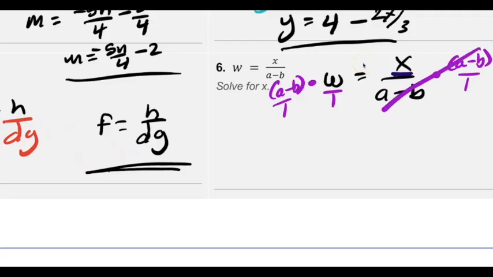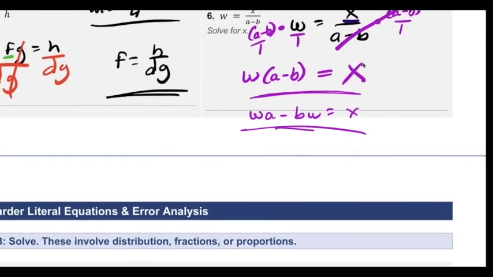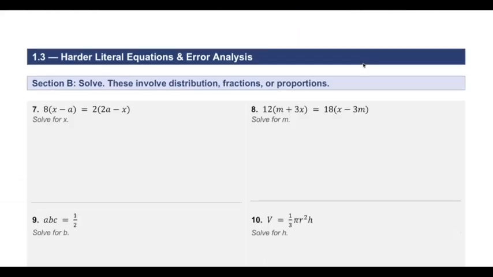Anyway, over here, these cancel. You just get x. And over here, we have w times a minus b, which you could leave like that. I guess some people might distribute and get this. As always, both answers are fine. Either one's fine. I should probably put an or here. Okay, let's move on to the next one.